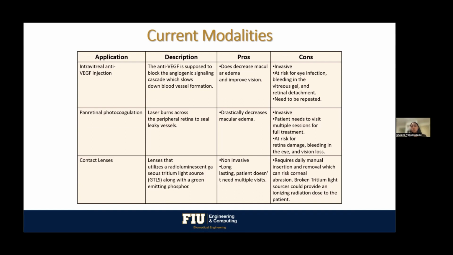And lastly, the last current modality is contact lenses. This one is non-invasive and long-lasting. However, the patient still has to have a daily manual insertion and removal of these lenses, which can further risk corneal abrasion. There's also another risk of broken tritium leakage, which can provide a high radiation dosage to the patient's eye.